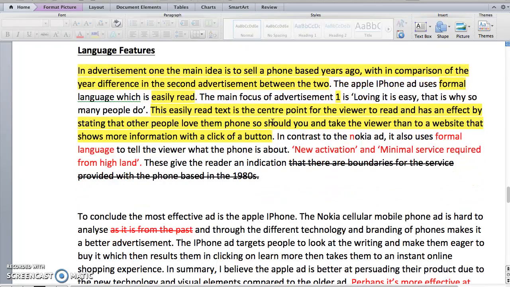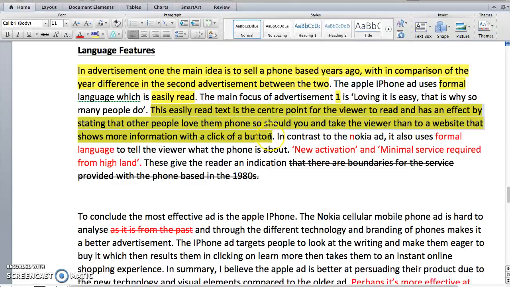Just coming back to language features. So you need to change all of this, which I've highlighted. Just be very short, clear, and to the point, okay? So it's not using formal language. I think the Nokia ad is using more formal or more technological language, which in advertising we call jargon. New activation, minimal service required from Highland. Highland was obviously a provider at the time. So what it's doing is it's saying that it's easy to use as well as everything else.